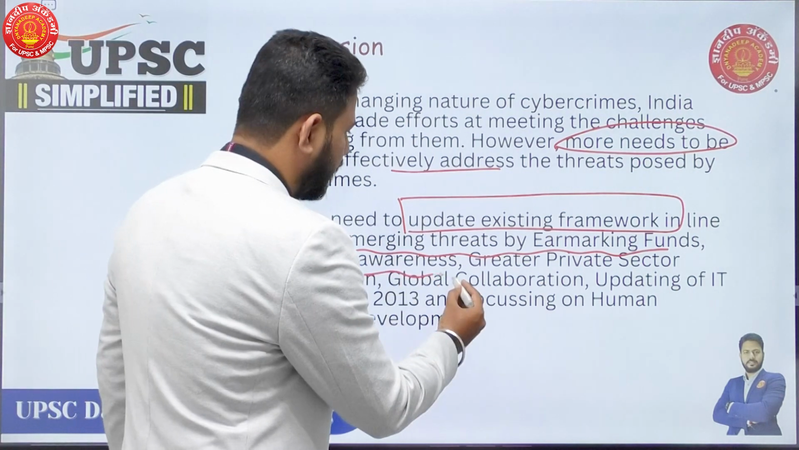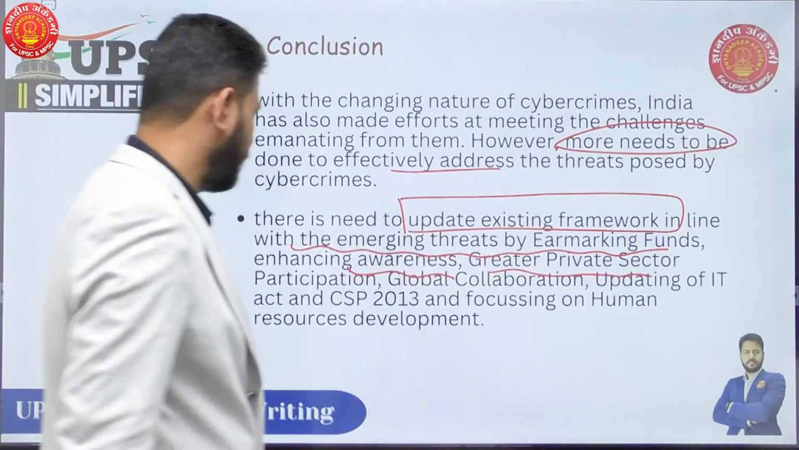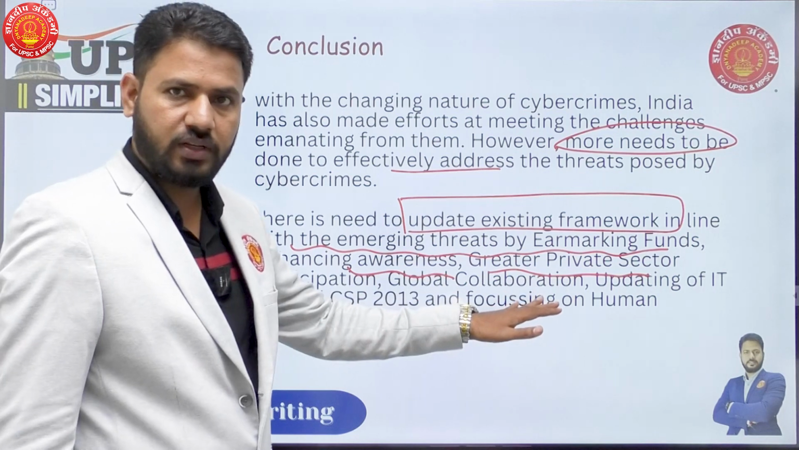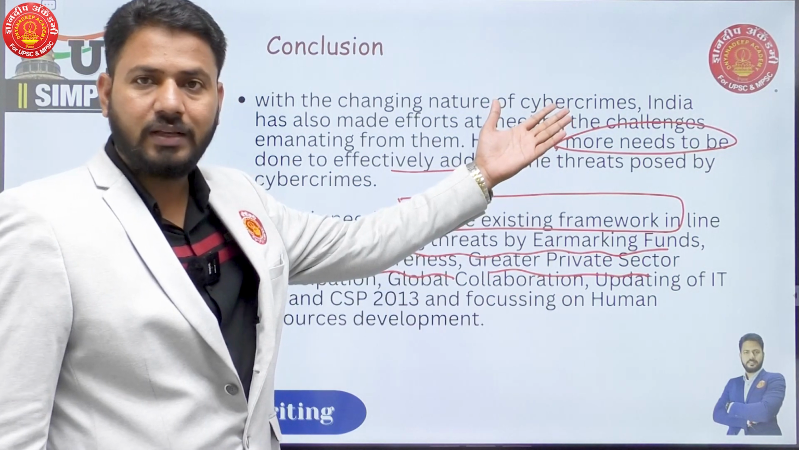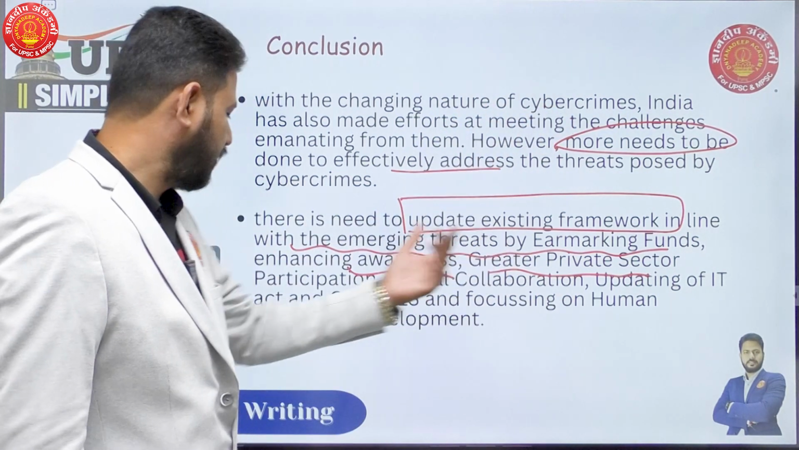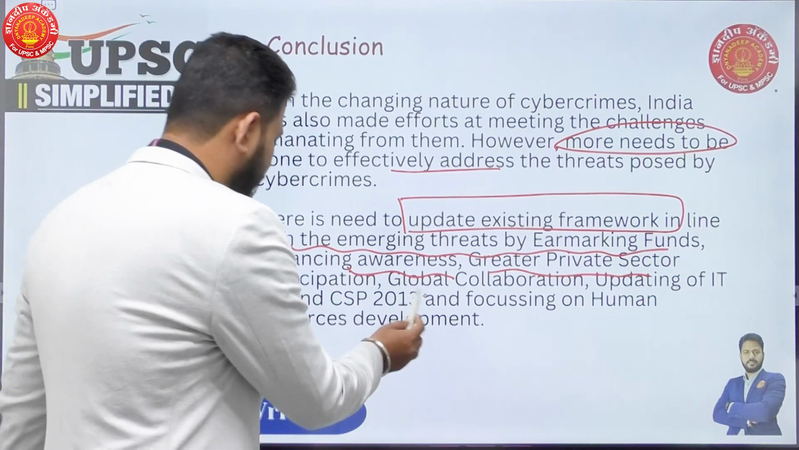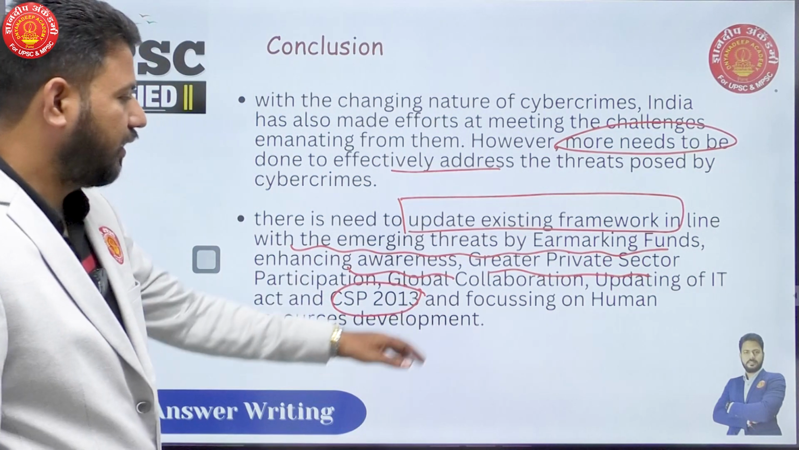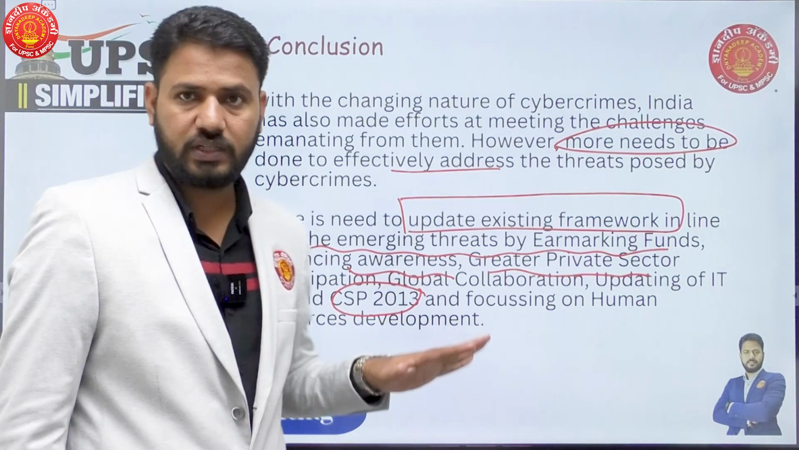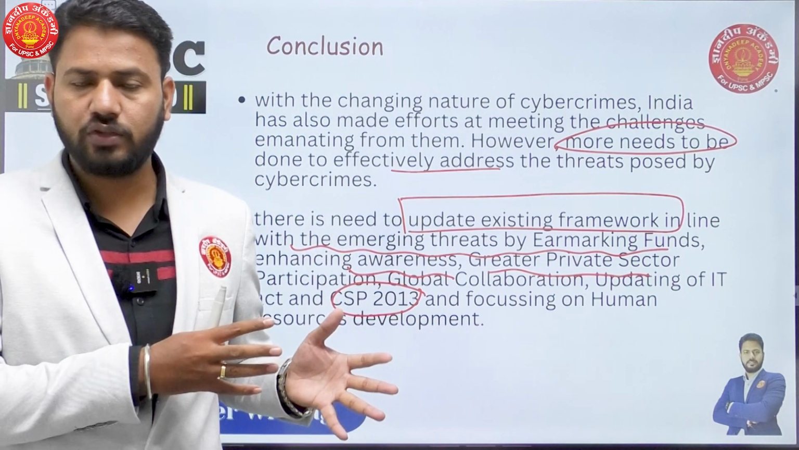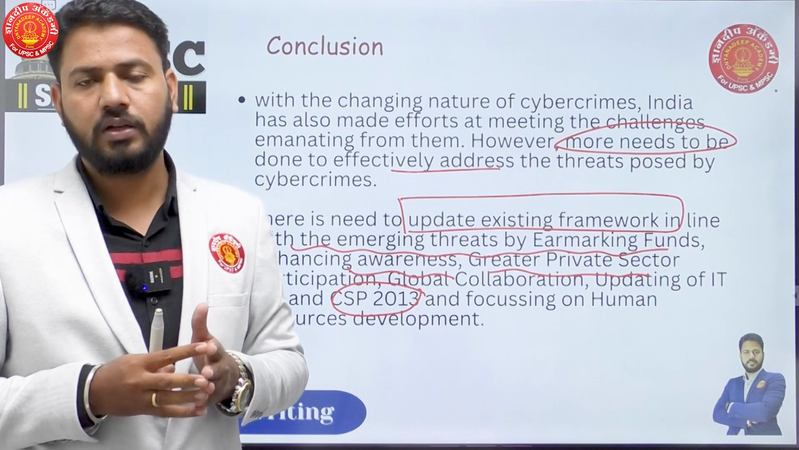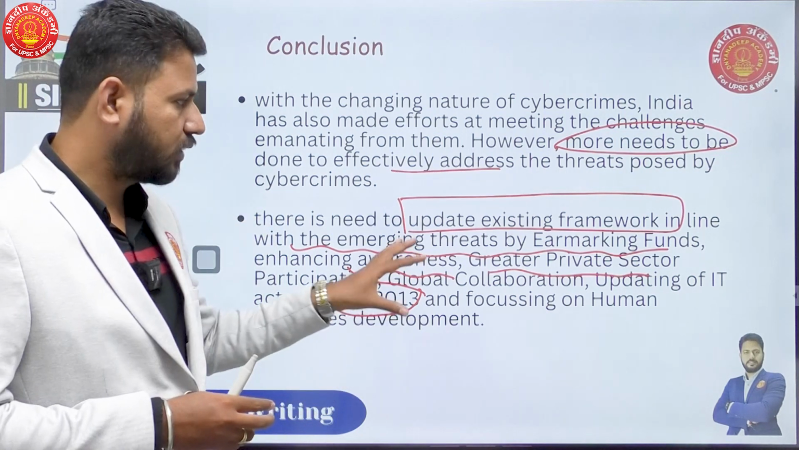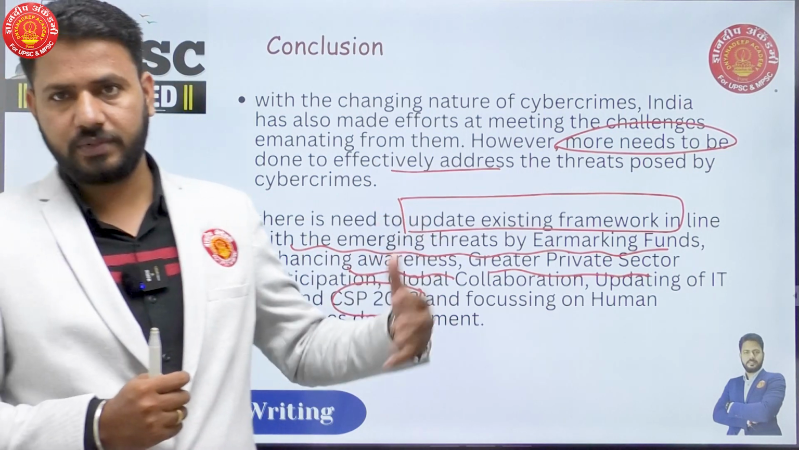Then creating awareness, then greater private sector participation, global collaboration by maybe signing the Budapest Convention, updating the IT Act and Cyber Security Policy 2013, and focusing on human resource development. So all the challenges that you've mentioned earlier, you can put them in the conclusion, saying that we'll have to work on these, and then your answer becomes a futuristic one.